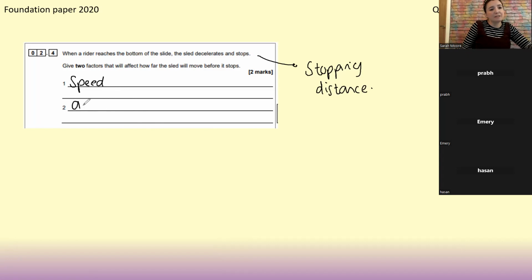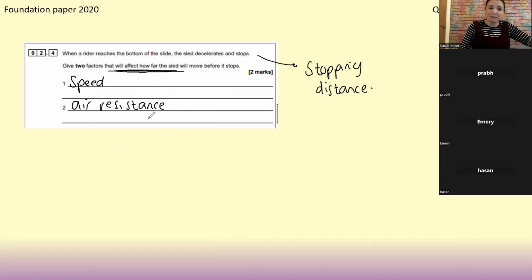We could also have air resistance will affect things. If you're on a ride or a slide and you want to go faster, you make yourself small. That's to reduce air resistance so that you can reach a higher speed. That will affect the distance we travel while we're stopping, since we're asked about how far, not about time.